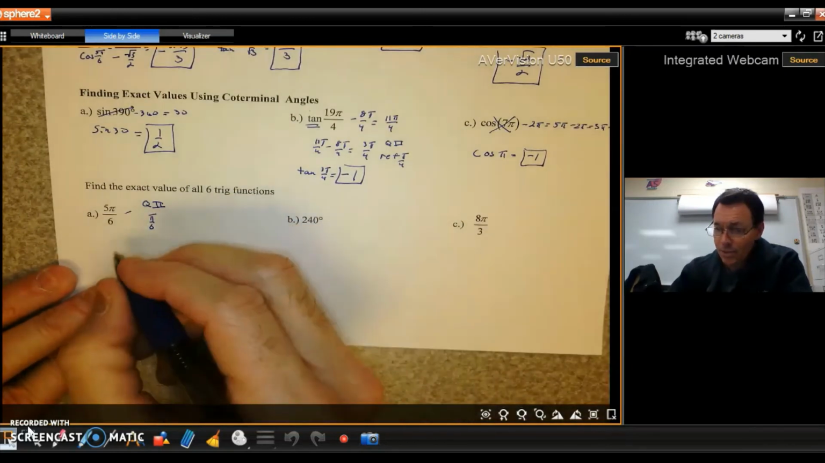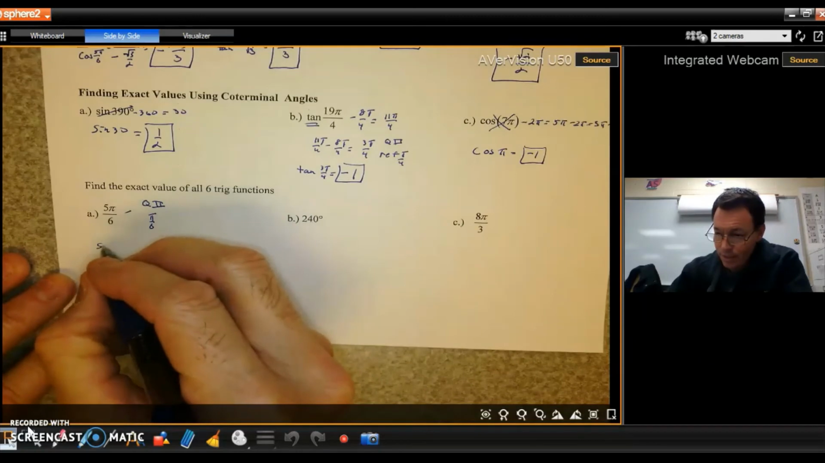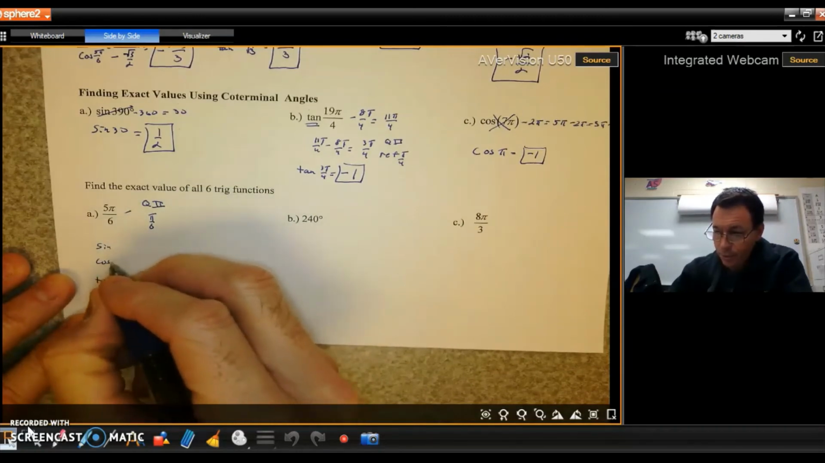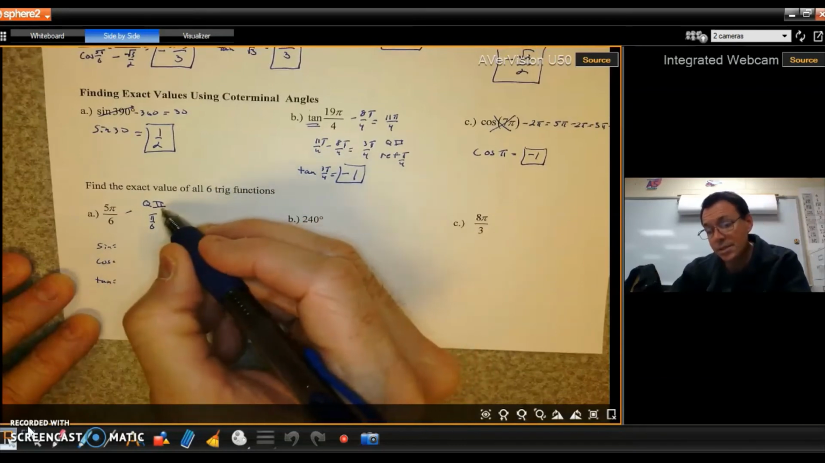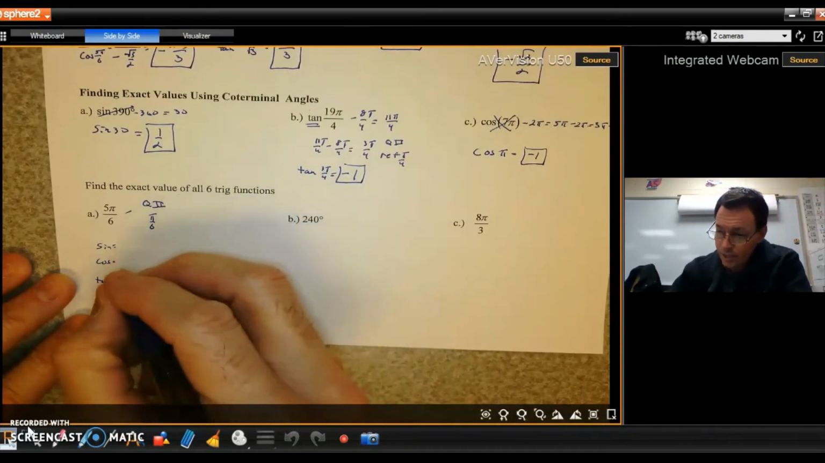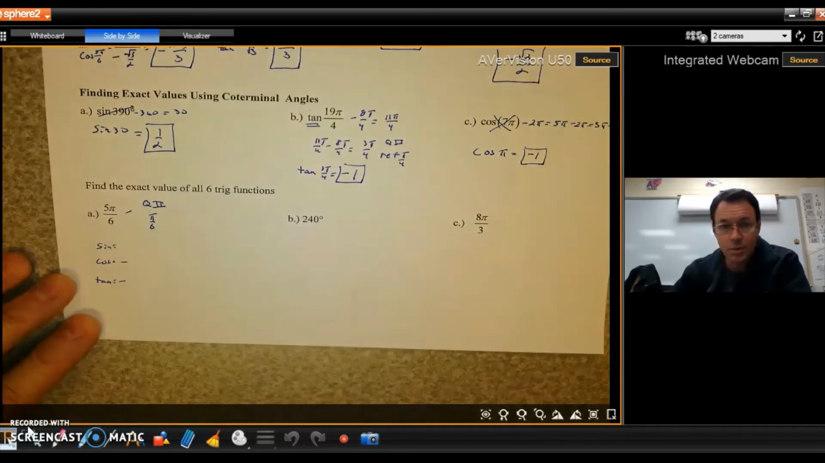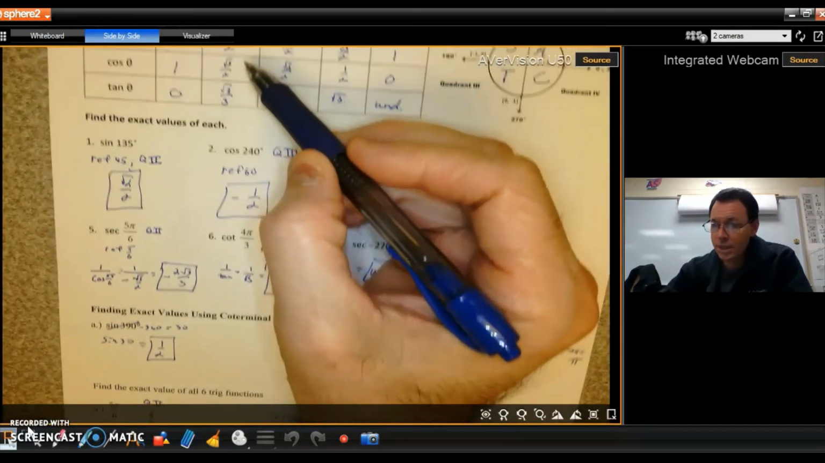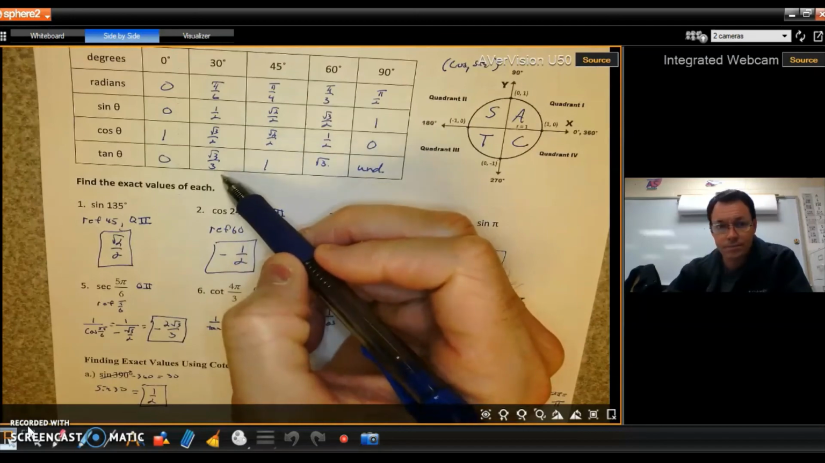And now I'm just going to write down everything. I'm going to write down the sine, the cosine, and the tangent. Now, before I do that, because this angle's in quadrant 2, I know the sine is going to be positive, but the cosine and tangent are both going to be negative. So maybe you write those negative signs now so you don't forget them. And now we're going to go up to our chart, pi over 6. And we're just going to write down the whole column.